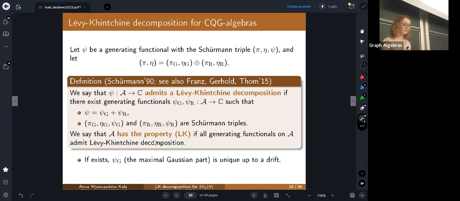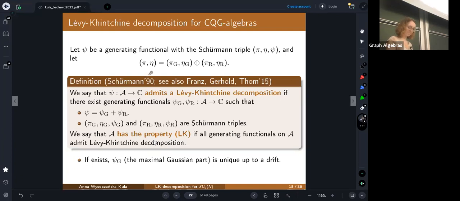Sorry, Anna, just a silly question. When you say the associated Schürmann triple, is it some canonical construction? You have your generating functional, and then there's a unique way to have an associated Schürmann triple, or you have some choices possible? Yes, so this will be the GNS construction, the canonical way. Okay, good. Thank you.